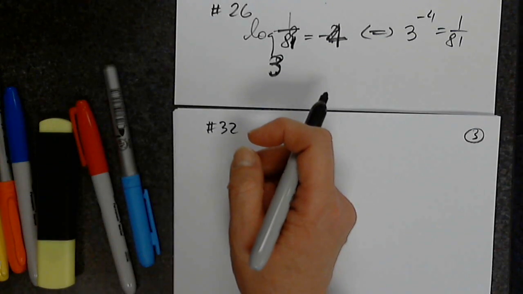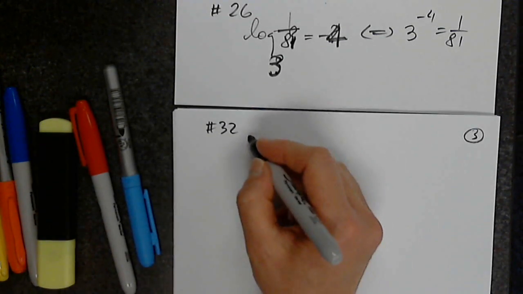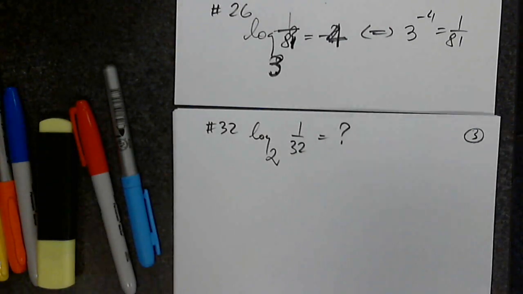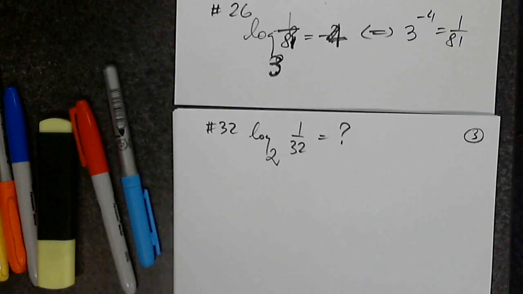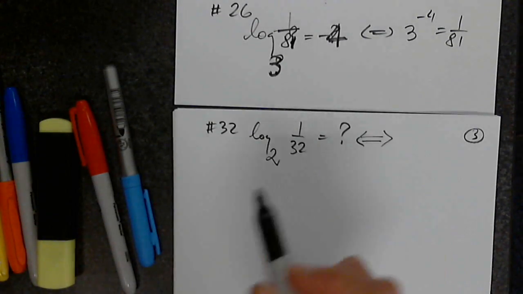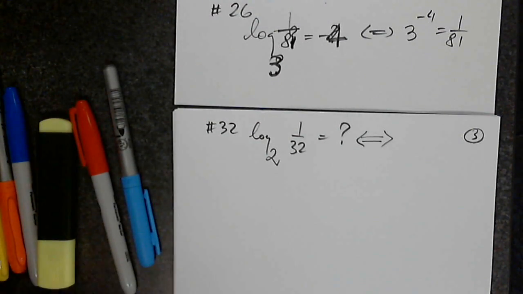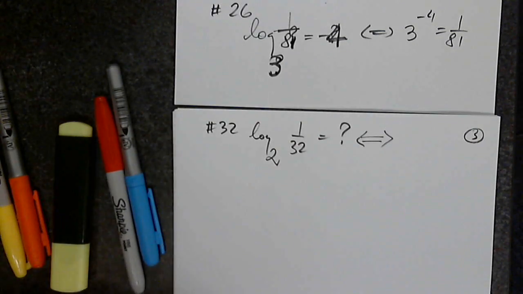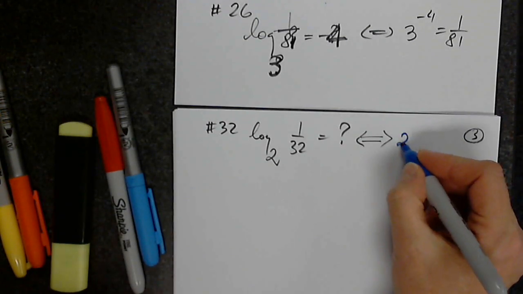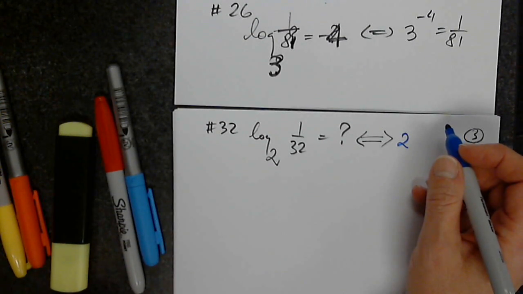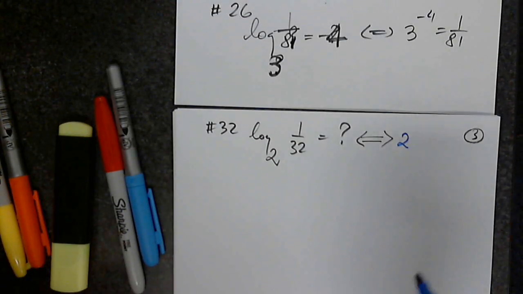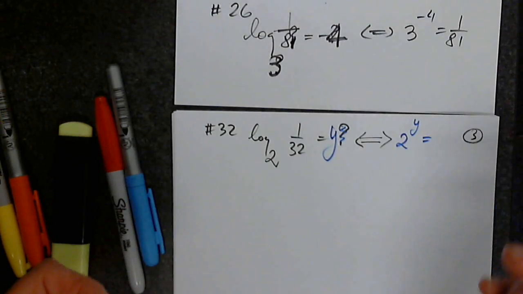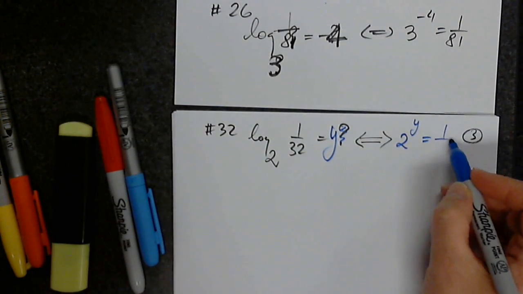Now we want to look at 32. Log base 2 of 1 over 32. They're asking us to find this number, and we want to convert it into an exponential equation. How do we do that? Wouldn't it be base 2 raised to y? If you want to put y, let's put y, that's fine. Equals 1 over 32. Very good.